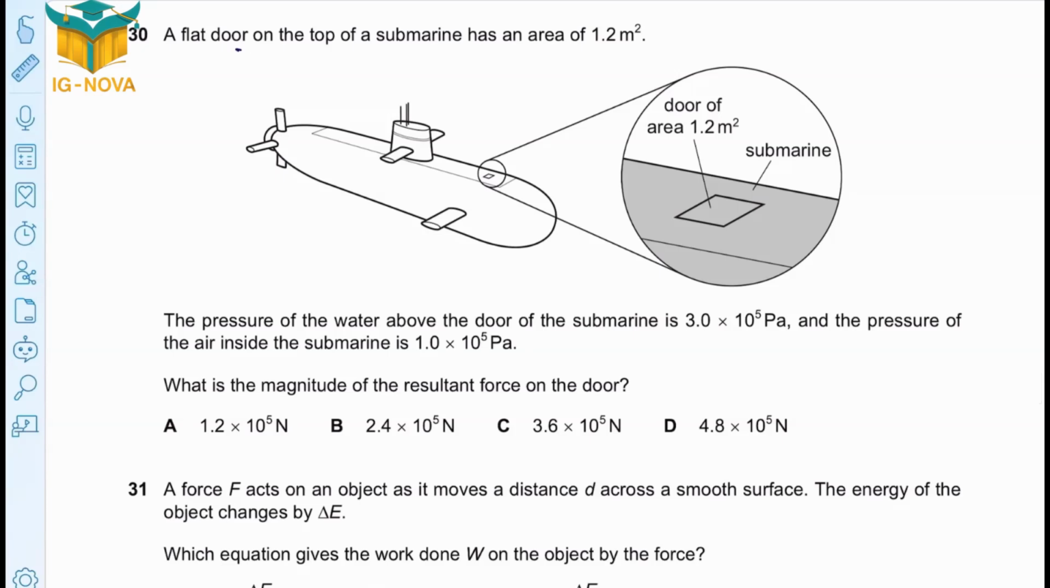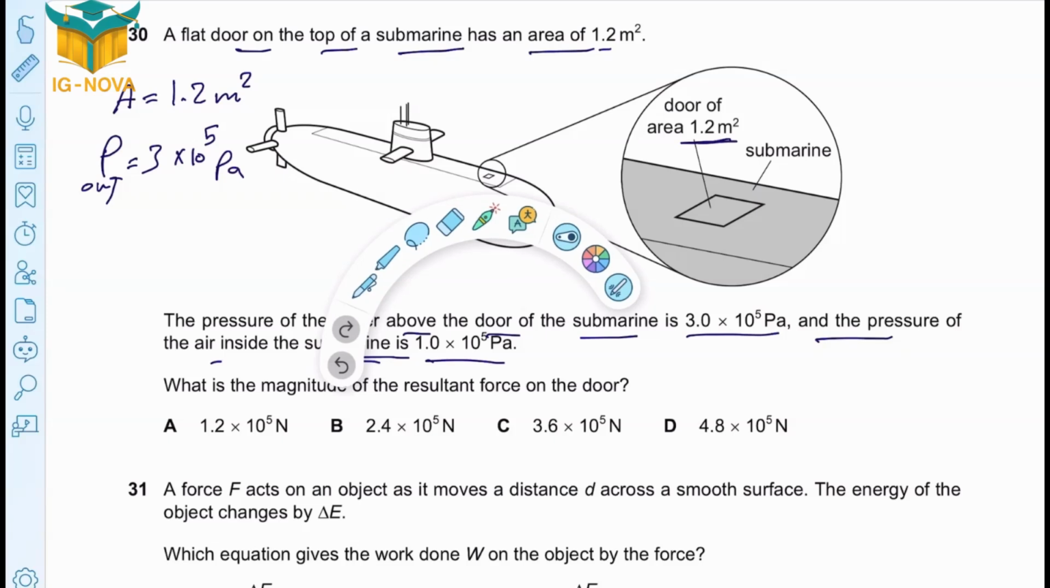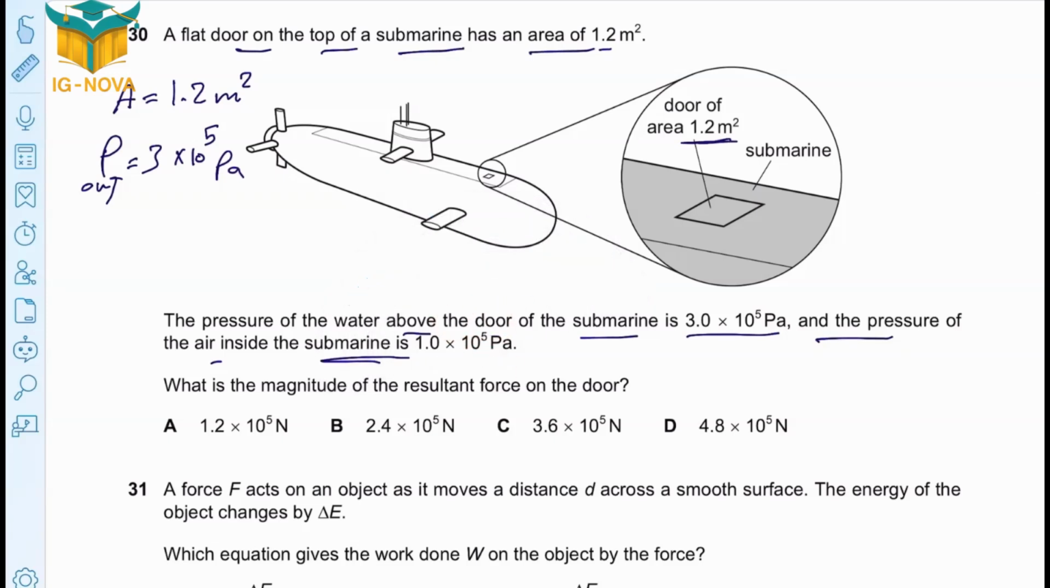Question 30 says a flat door on the top of a submarine has an area of 1.2 meters squared. The pressure of the water above the door of the submarine is 3 times 10 power 5 Pascal. So the pressure in this case, from outside, is 3 times 10 power 5 Pascal. And the pressure of the air inside the submarine is 1 times 10 power 5 Pascal. What is the magnitude of the resultant force on the door?